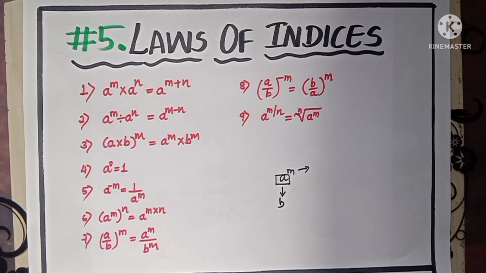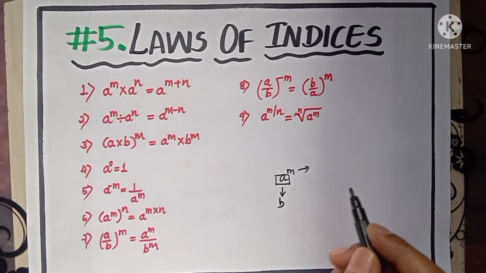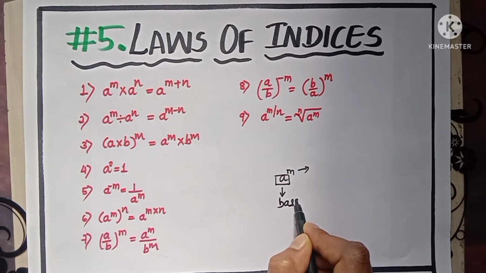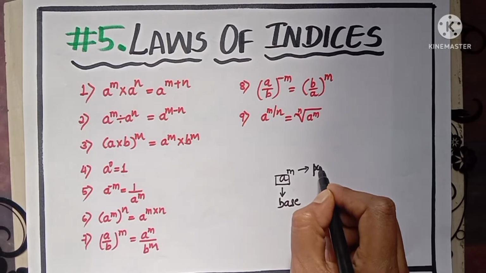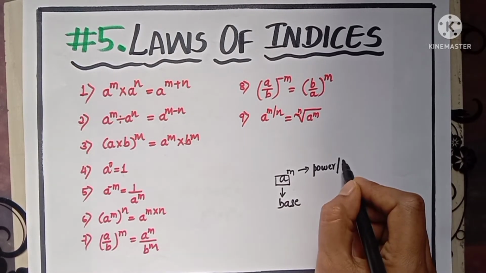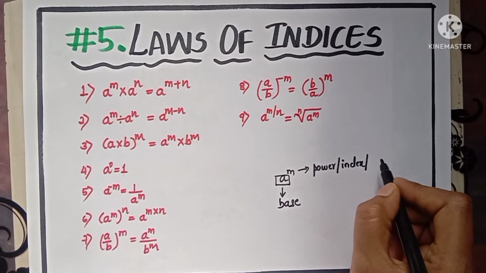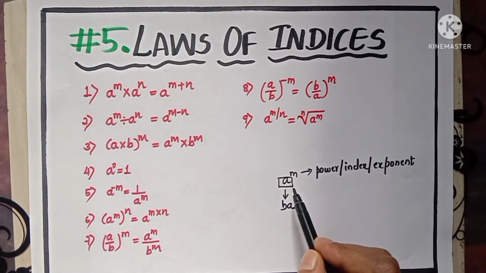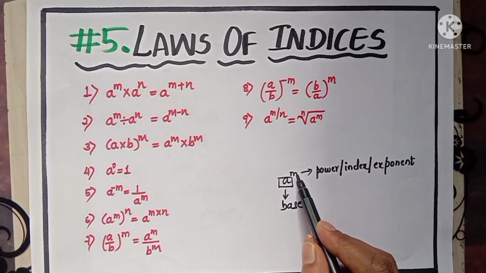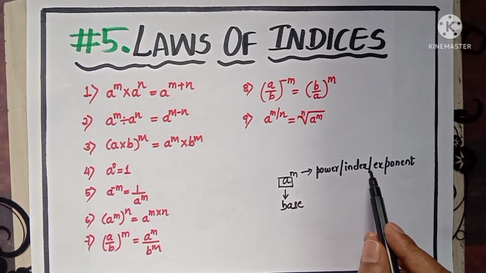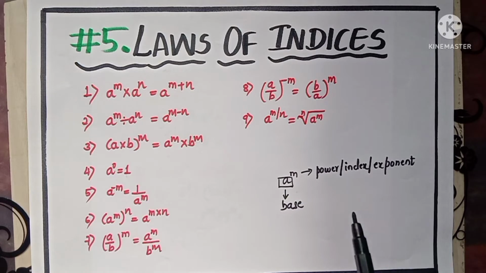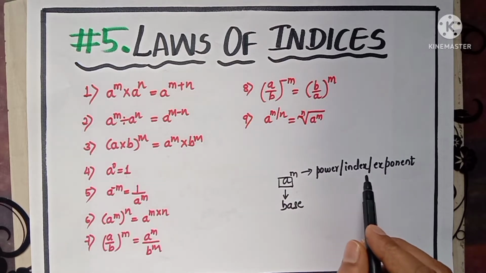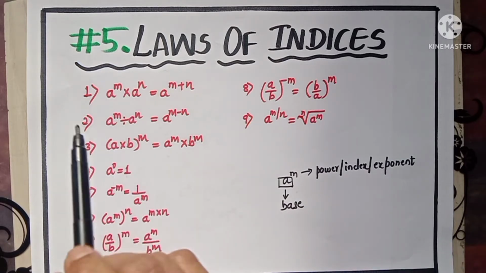Before going to know the laws of indices, let me tell you, here a raised to m, in this a is the base, and m is the power, or it is called an index, or an exponent. So here a is called the base, and m is called the power, or an index, or an exponent. This is read as a to the power m. So let us see the laws.